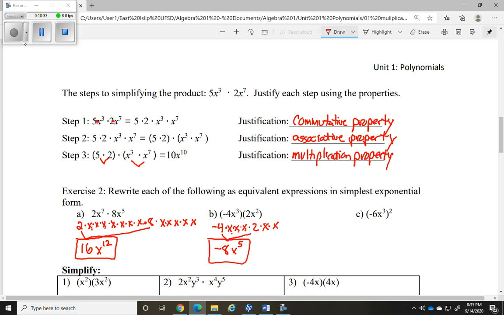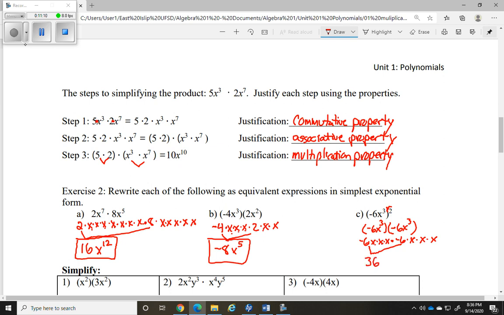Finally, we have to be careful here. This exponent belongs to that parenthesis. So really the parentheses are getting written out twice. So this says I have to do negative 6x to the third times negative 6x to the third. Let's write out what this means. It means negative 6 times x times x times x times negative 6 times x times x times x. If I use a commutative property, negative 6 times negative 6 is positive 36.